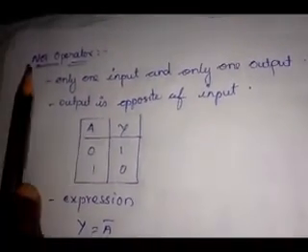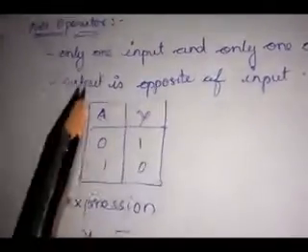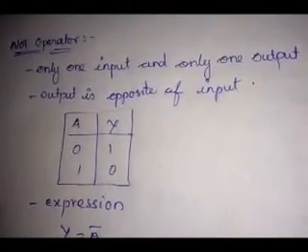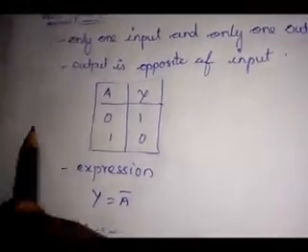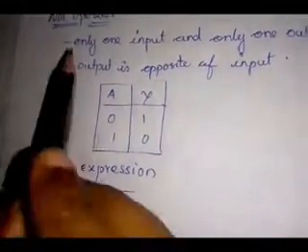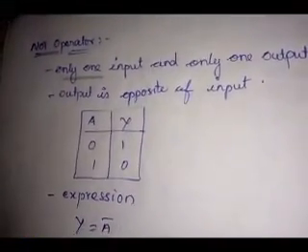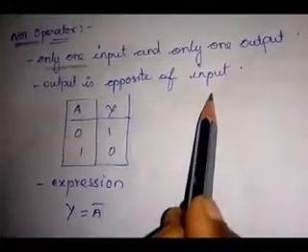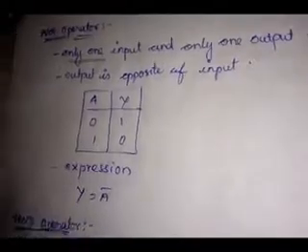Next operator is NOT operator. NOT operator has only one input and only one output. Other operators, AND and OR, have two or more inputs but only one output. Here NOT operator has only one input and only one output. Here the output is always the opposite of the input. Whatever we give as input, just the opposite of that is the output.